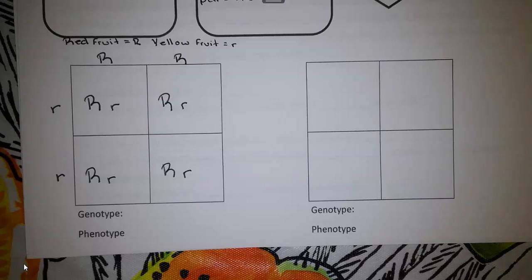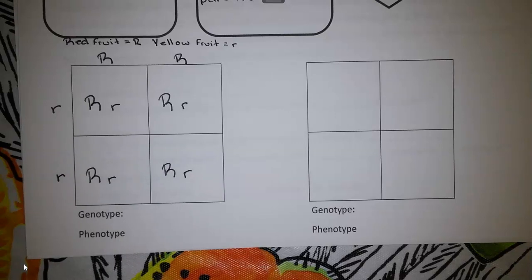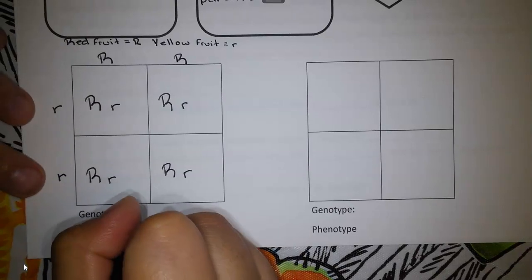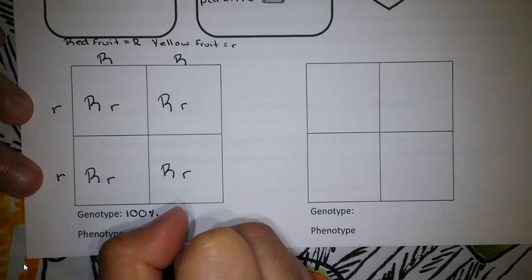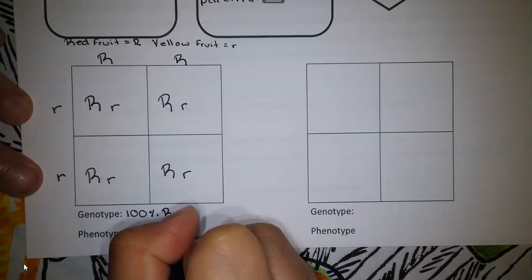Now we need to know what's the genotype and what's the phenotype. So genotype. They all have capital R's and lowercase r's. That would give me 100% capital R, lowercase r.